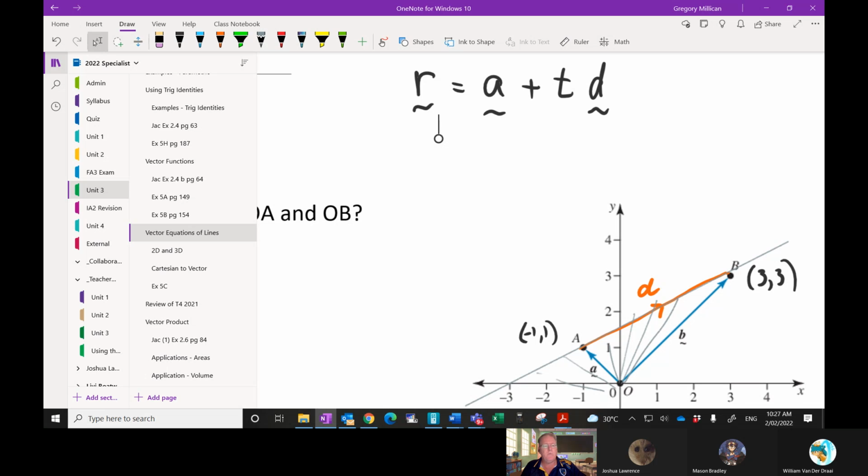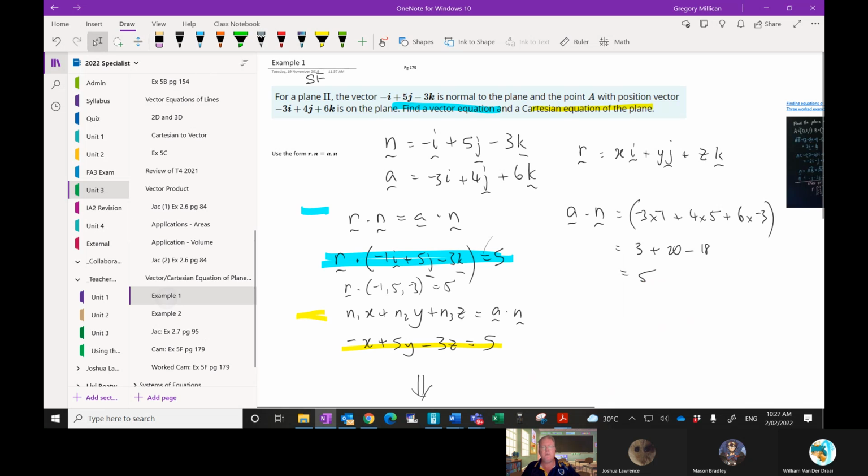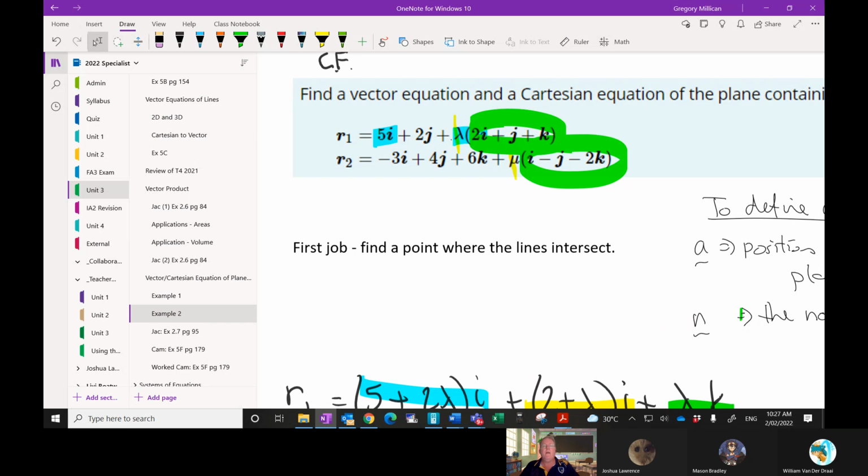Now, if we go back to the question we're currently doing, it's this one, right? These lines are in the same form. It's got a point, in the first case, it's 5i plus 2j. So that's a point in space. There's no k component. Oh, sorry, I shouldn't say it's on the k-axis. My apologies. Plus lambda, which is some parameter, multiplied by the direction. So the 2i plus j plus k is just the direction that that line is traveling in. Similarly for R2, it's a point plus a parameter times the direction the line is in.